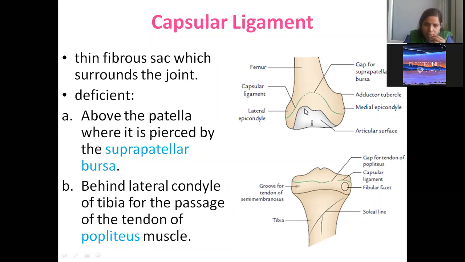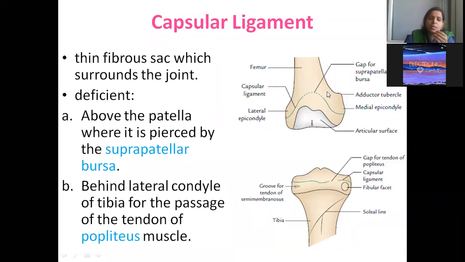Now if you observe this picture, this is the anterior aspect of the lower end of the femur, where this is the medial condyle, this is the lateral condyle. The bold lines indicate the capsule is continuous, whereas the dotted lines indicate the capsule is deficient and it is allowing the synovial membrane to protrude outside.